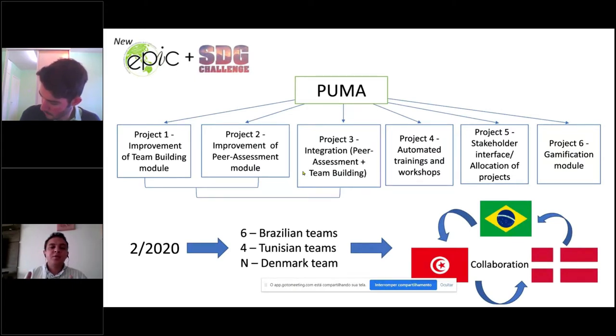So the idea is to support the games, the game techniques, because the main idea of PUMA is to centralize projects and automate the process of projects. So this is the main idea. So you can help the other projects. You have six Brazilian teams, four Tunisian teams and any Denmark teams because of the other projects. So collaboration between Tunisia, Brazil, and Denmark, three countries.